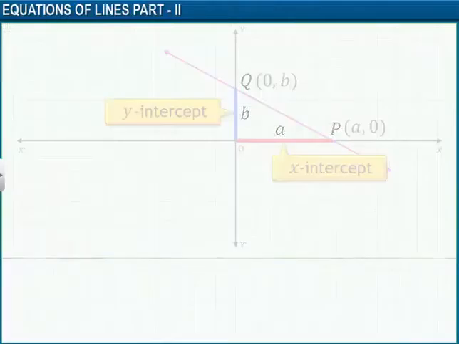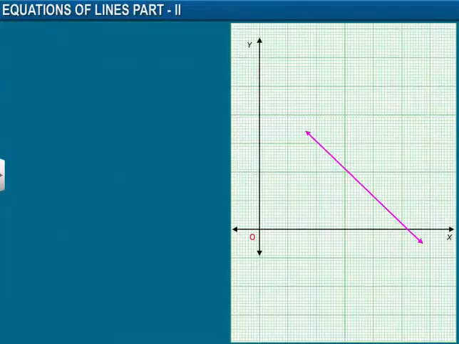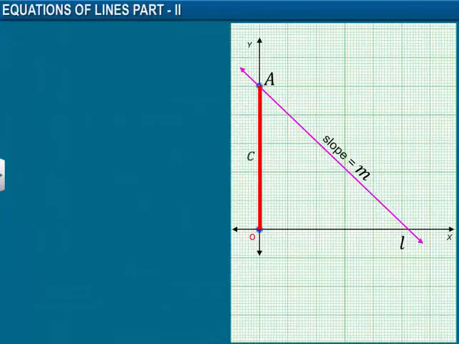The equation of a line having a given slope and either an x-intercept or a y-intercept can be represented using the slope-intercept form. Consider a line L with slope m that intersects the y-axis at a point A, which is at distance c from the origin. This means that the given line passes through the point (0, c).